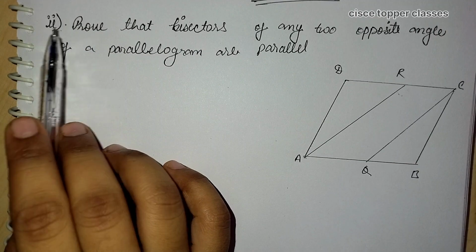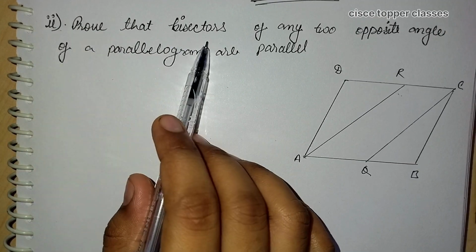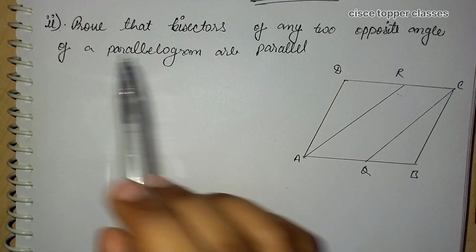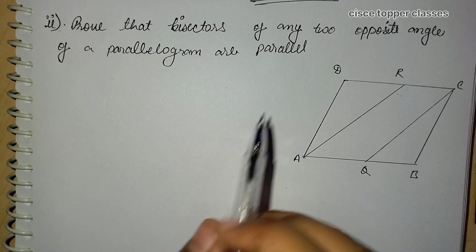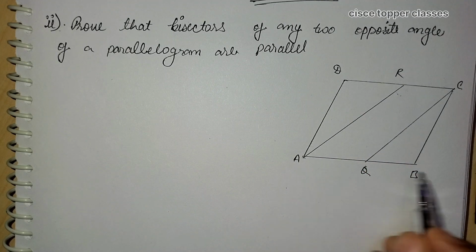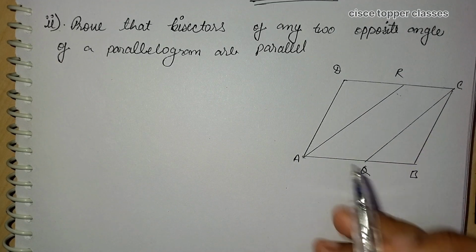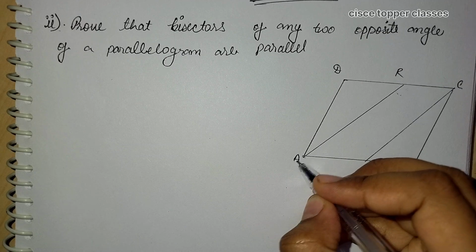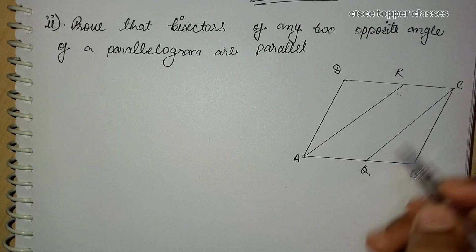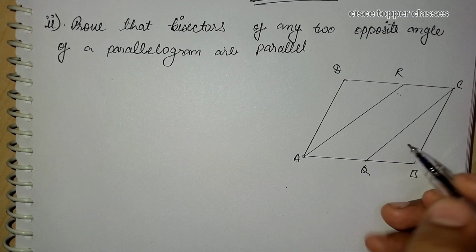Now let us solve 11 second part here. We have to prove that bisectors of any two opposite angles of a parallelogram are parallel. Simply this is the parallelogram ABCD here, and let the bisector of angle A be AR and let the bisector of angle C be CQ.